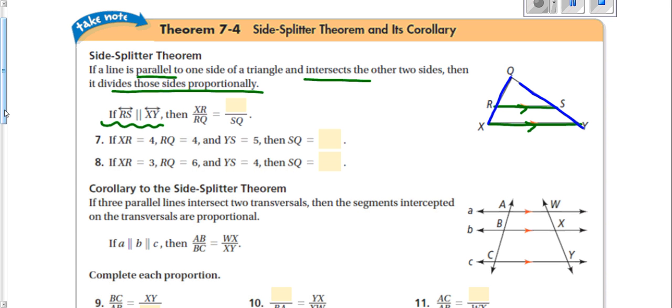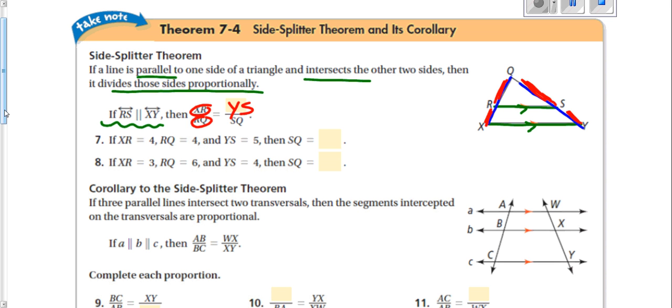Okay, so if line RS is parallel to one of the sides of the triangle and it touches the other two sides, then this can happen. What it does is it divides the two sides proportionally. So what we're saying is that if you take XR, this part right here, and you put it in a ratio with RQ, so I have XR over RQ, that's going to equal something over SQ. Well, here's SQ, so that something is going to be SY or YS. Okay, so the two sides are proportional to each other.